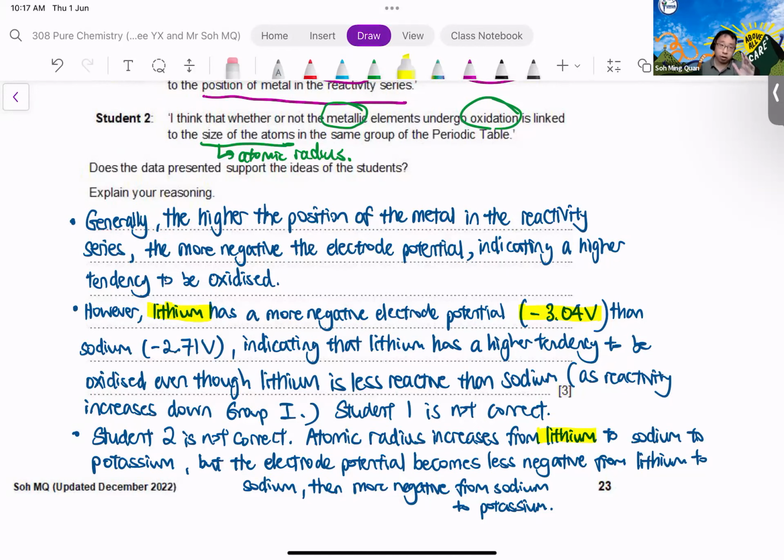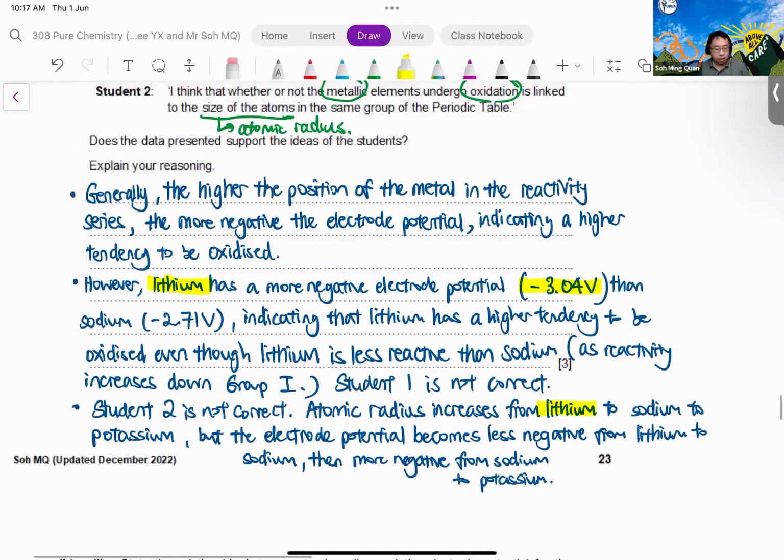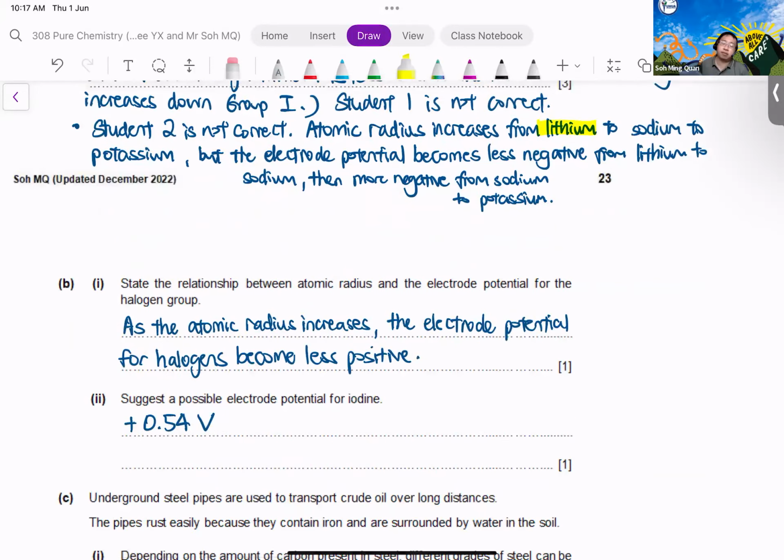Now, we are going to quickly go through B. Now, B is quite obvious. It's just reading the data. As the atomic radius increases for the halogens, as you go down the group, fluorine to chlorine to bromine, the atomic radius increases. The electrode potential becomes correspondingly less positive. And in fact, this one has no exceptions. So for the non-metal halogens, they actually follow this trend. There's no exception to this trend.